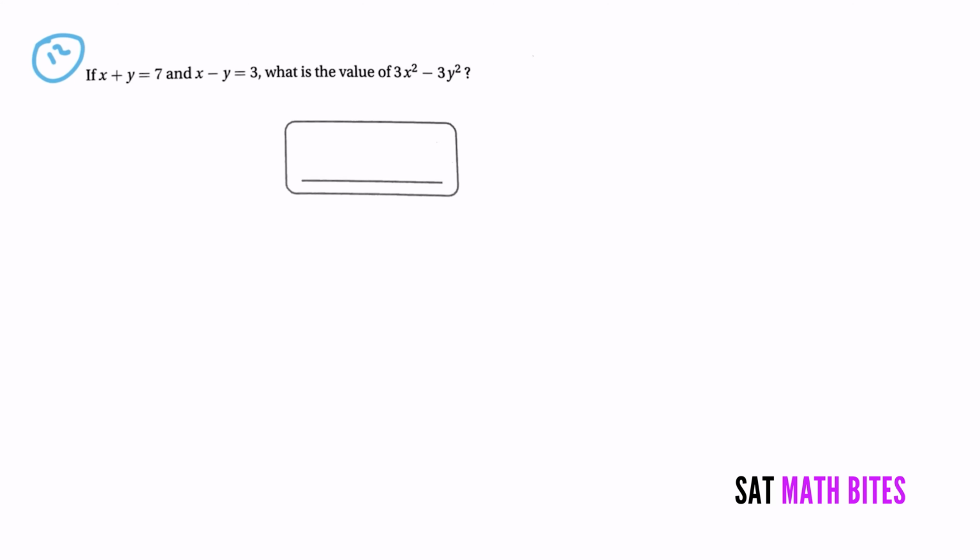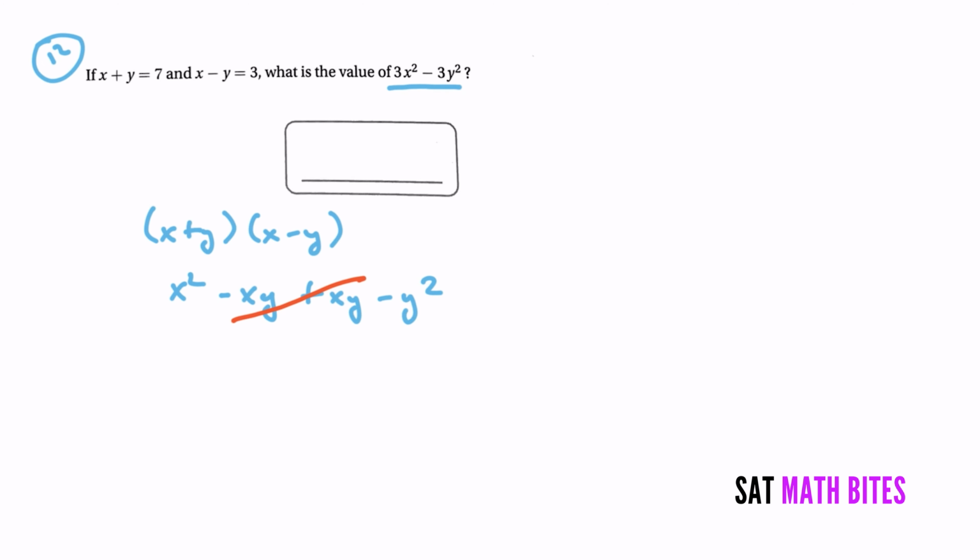On number 12, the key here is to realize that we have 3x squared minus 3y squared. So we're not looking for the individual values of x and y. And we can see that we have a binomial. So if we take x plus y times x minus y, if we multiply that out, the middle terms would cancel. So that would give me x squared minus xy plus xy minus y squared. The middle terms would cancel. That would give me x squared minus y squared.